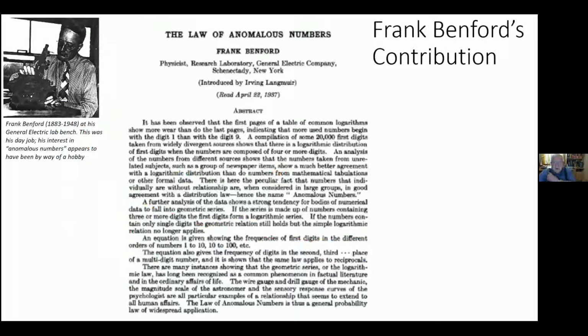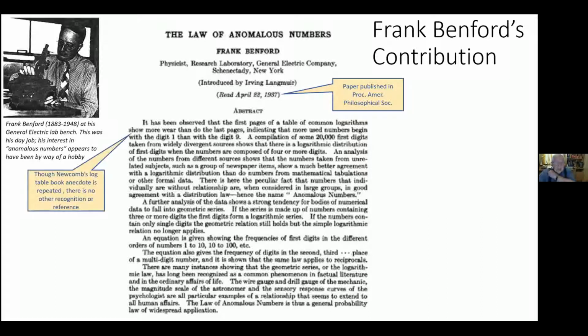Moving on then to Benford, he was a scientist working for General Electric. Like Simon Newcomb, he had a day job, so this was little more than a hobby really, although it was a very abiding hobby with him. And he published his findings about the frequency of first significant digits in 1938.